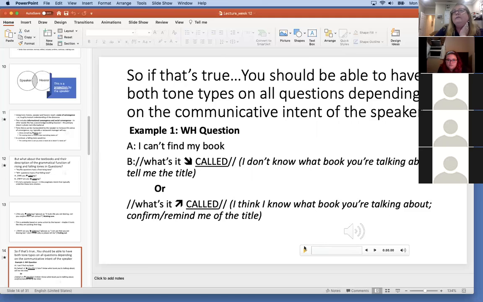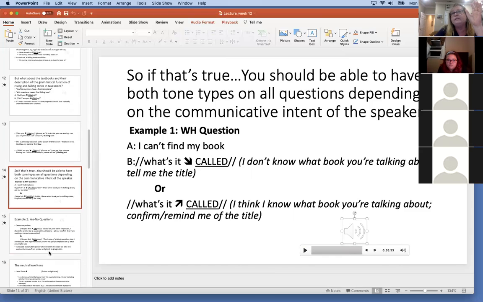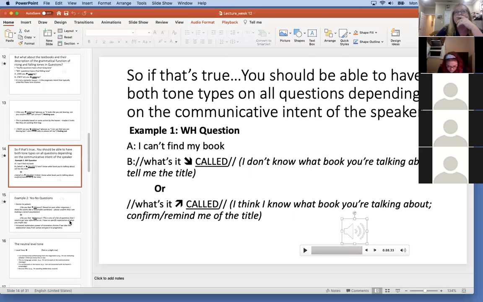So you can hear the difference here. I can't find my book. What's it called? I can't find my book. What's it called? Okay. So that's an underlying pragmatic difference. Same question, but the intonation changes depending upon what the pragmatic assumption is.